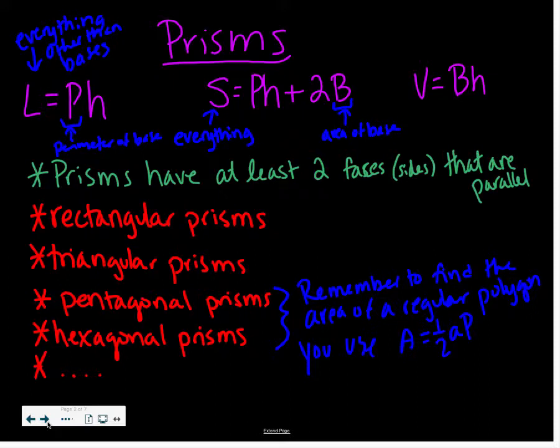Let's start by talking about our lateral, surface area, and volume formulas for each of our 3D figures for Chapter 12. So starting with prisms, those are our rectangular prisms, triangular prisms, our pentagonal, hexagonal, and so on, okay?